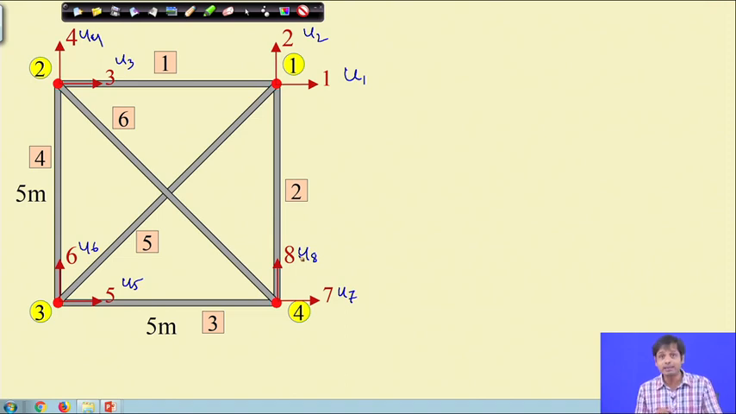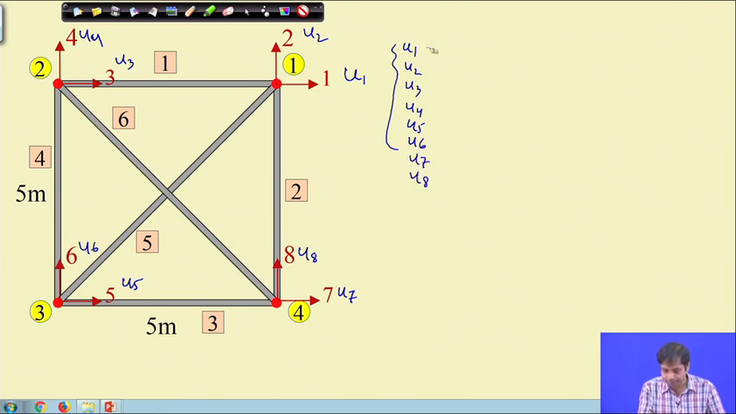So in total we have 8 displacements, and those can be written in vector form as U1, U2, U3, U4, U5, U6, U7, U8. Out of these 8 displacements, U4, U5, U6, U7, and U8 are 0. We will come to this point when we enforce the boundary conditions. It is just the numbering of the degrees of freedom, nodes, and members.